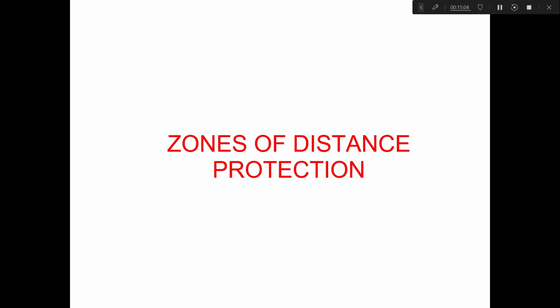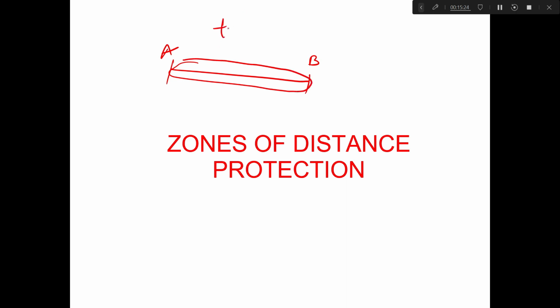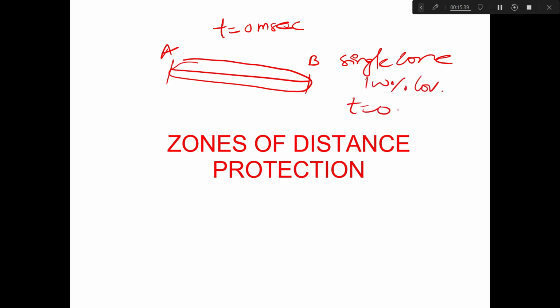Moving on, the zones of distance protection. Generally, suppose this is a transmission line AB, a transmission line between two substations. Our requirement is that we want to protect this whole transmission line with minimum time. That minimum time is 0 millisecond, and we want to protect this whole transmission line. So we can set a single zone with 100% coverage and t equals 0 millisecond.